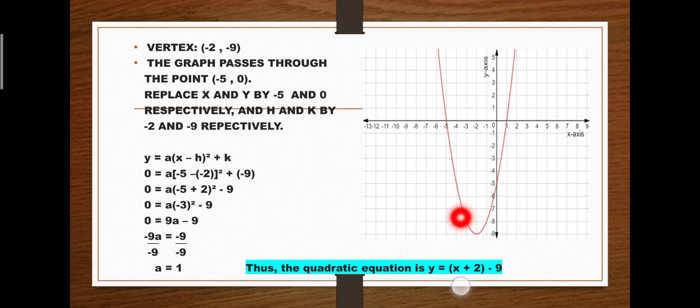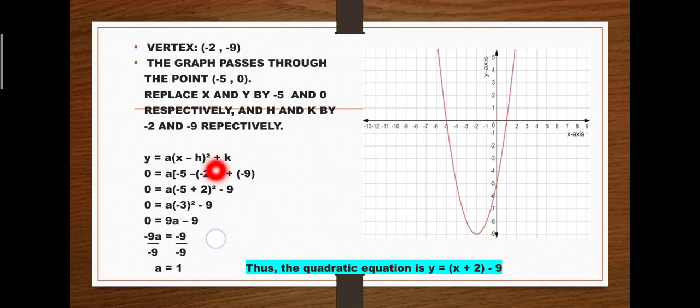Then, copy x. Since the operation here is minus, tingnan nyo yung red, minus, then yung value ng h natin is negative 2. So, puro sila minus, diba? Minus and negative. So, negative times negative is positive. So, ang gagamitin natin operation is plus 2. Kasi positive 2 na siya, it means yung operation niya is plus. So, plus 2.